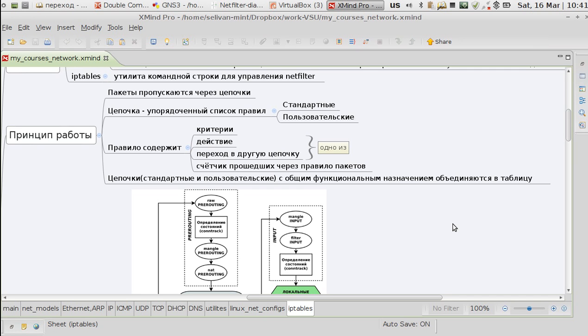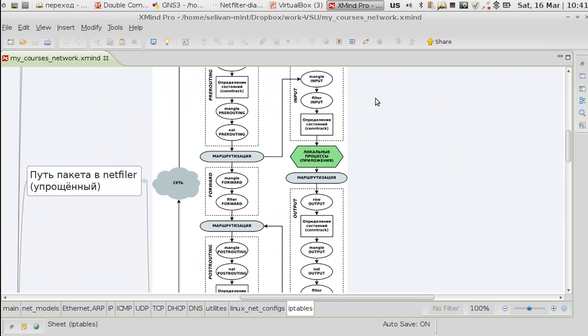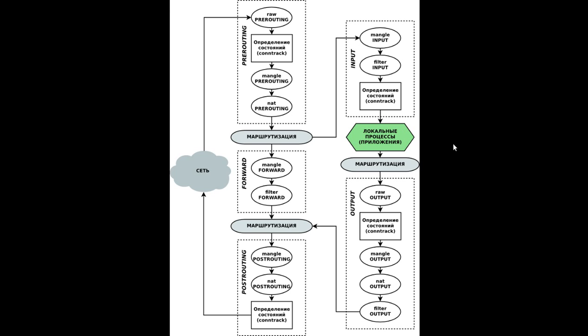Okay, so chain is list of rules. Each rule has criteria, action, and counter. You may define user chains, and let's see the way of packet in netfilter.